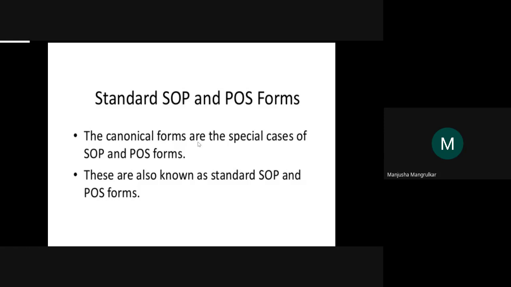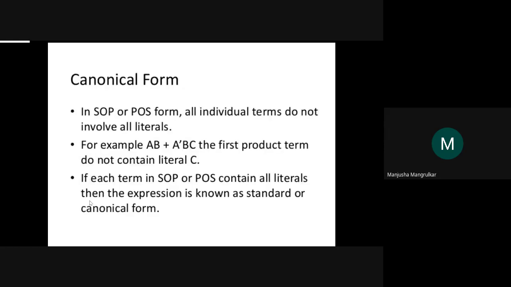Now, the standard sum of product and product of sum forms. The canonical forms are special cases of the sum of product and product of sum. They are also known as the standard SOP, that is sum of product, and POS, that is the product of sums form. What is a canonical or standard form that we are going to see? In SOP or POS form, individual terms may not involve all literals, right?